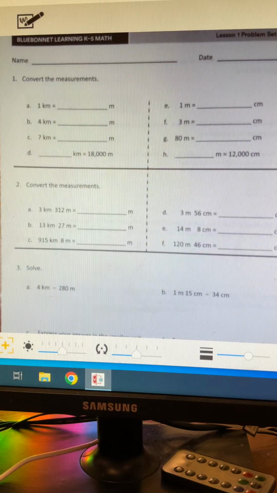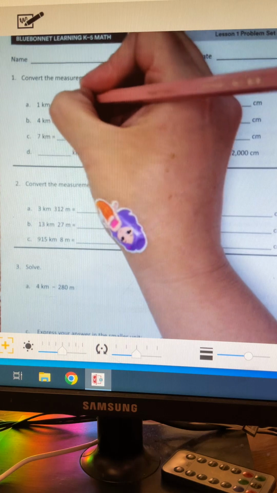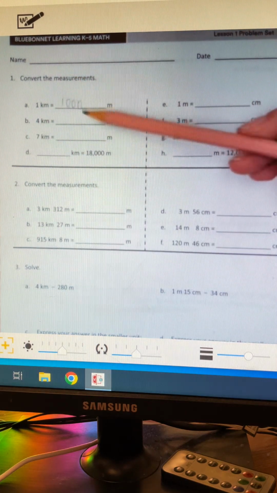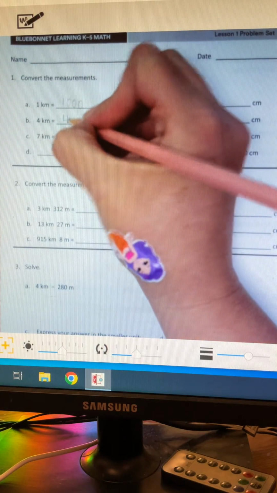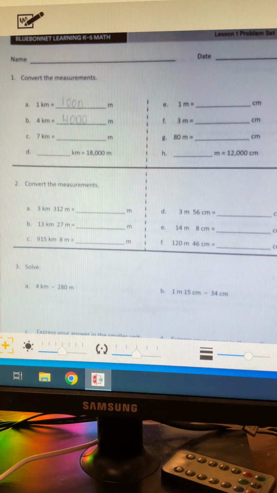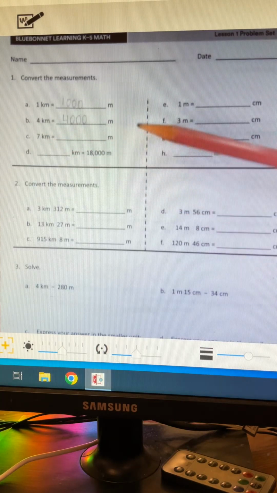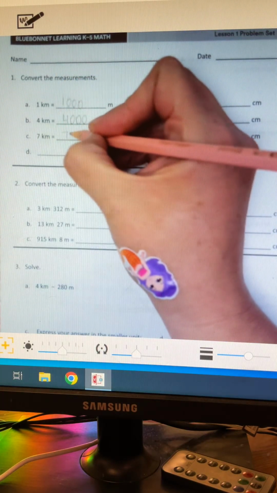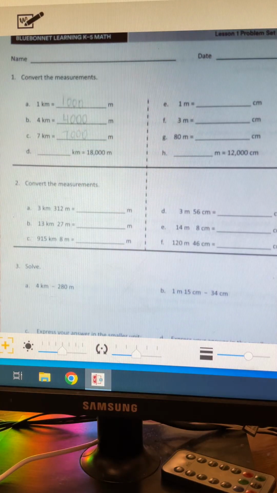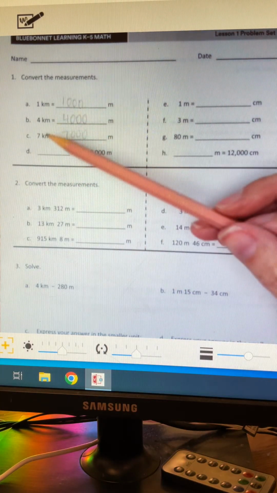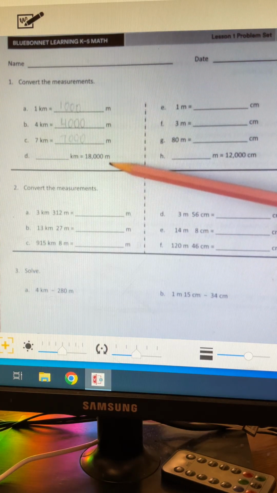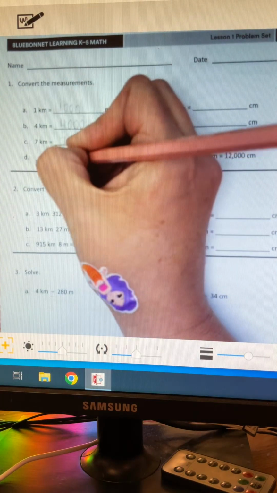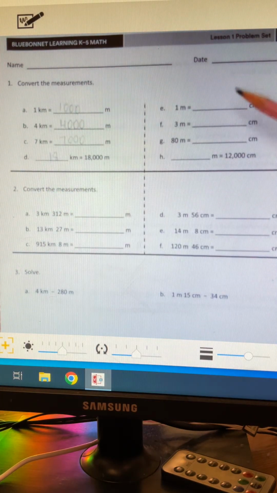Okay, so we remember from last week that 1 kilometer is the same thing as 1,000 meters. If that is true, then we know that 4 kilometers equals 4,000 meters. The pattern's going to continue. 7 kilometers is the same thing as 7,000 meters. Now, if we know that 7 kilometers is the same thing as 7,000 meters, then 18,000 meters must mean 18 kilometers.